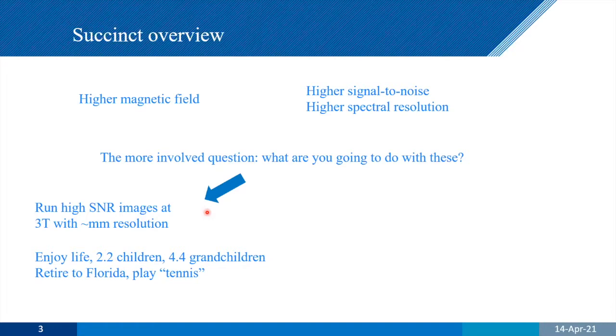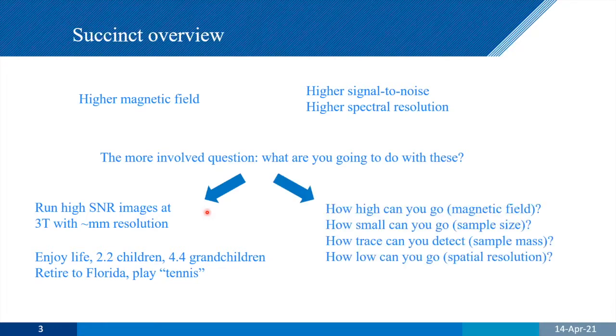Or you can take this as a challenge. So you can say, given we've got high signal to noise and resolution, what can we actually do? How high can you go and still get useful information? How small can you go with that? What's the smallest amount of material that you can detect using MR? And what's the best spatial resolution? Can you get towards this theoretical limit? So, okay, let's forget about the tennis in Florida, and let's go with the more interesting side on the right.